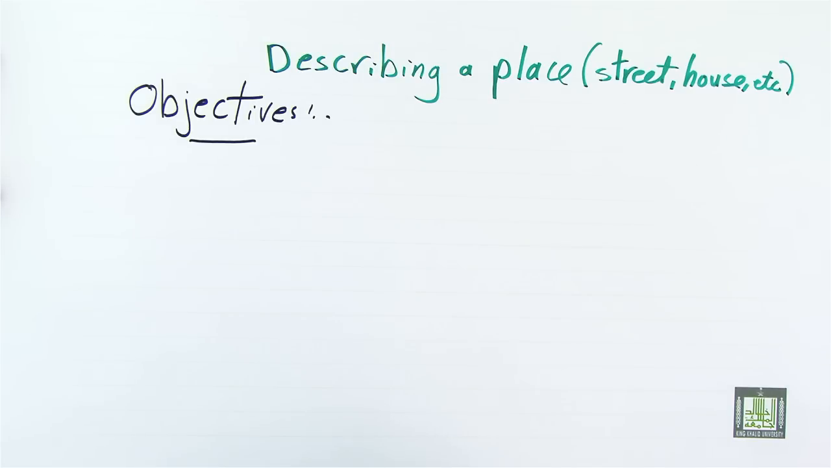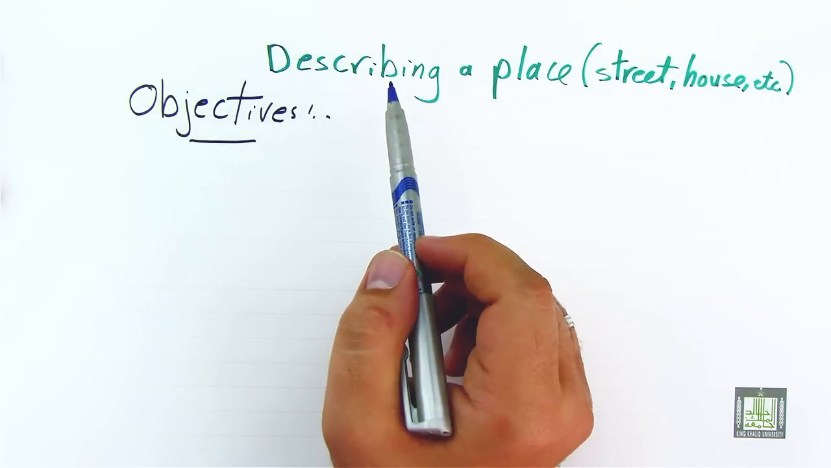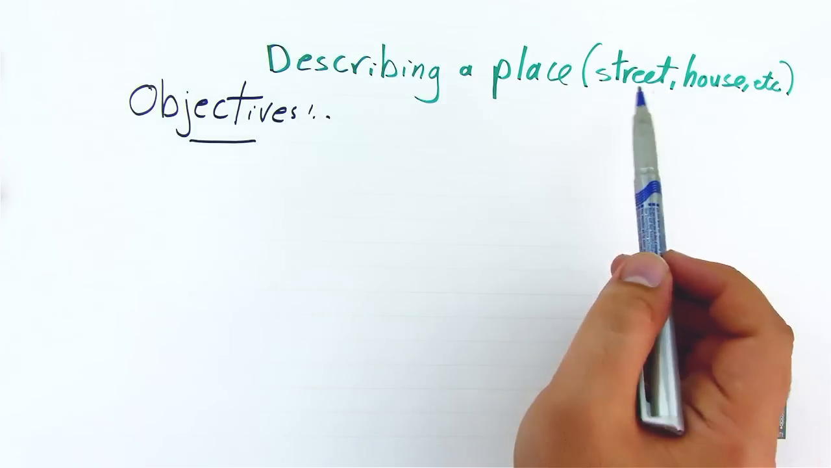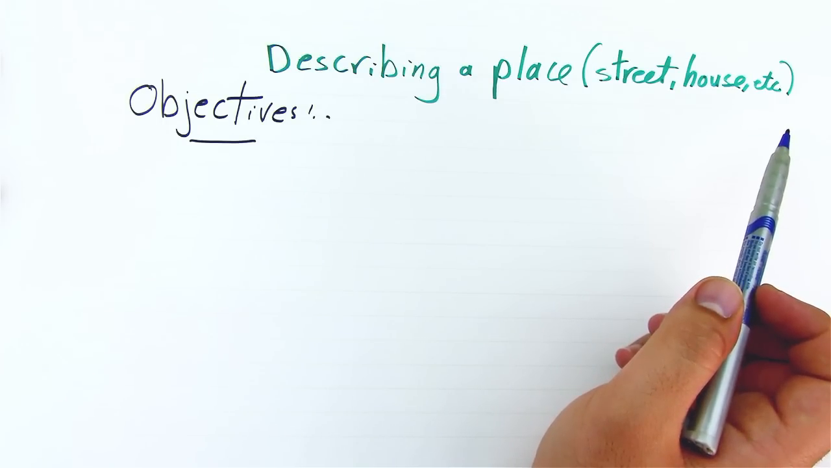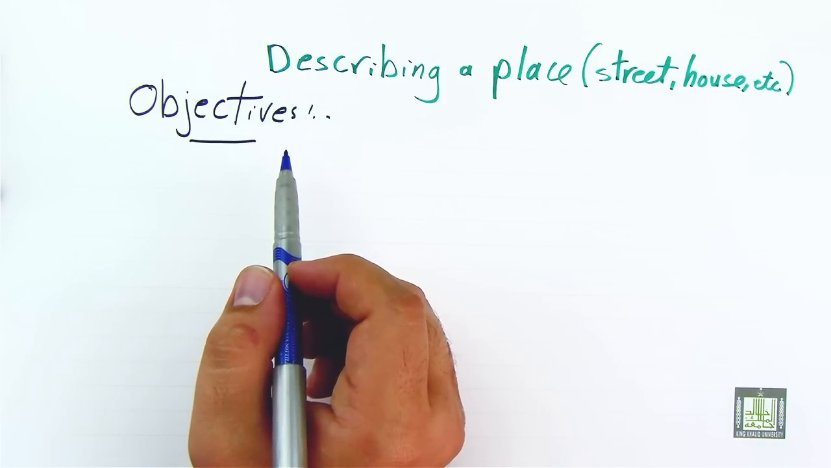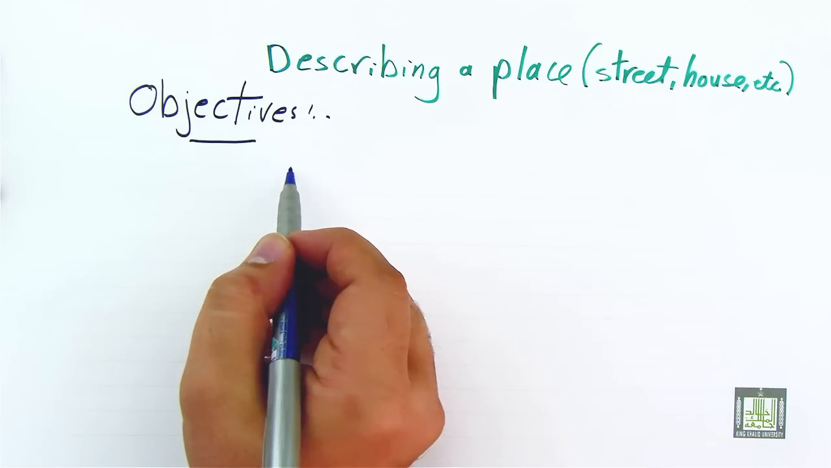Hello everyone, today we're going to talk about how we can describe a place. So our lesson for today is describing a place, and this place could be a street, house, etc., any other thing that we can describe as a place. The objectives for this lesson, I mean what students can be able to do by this lesson, are two things.